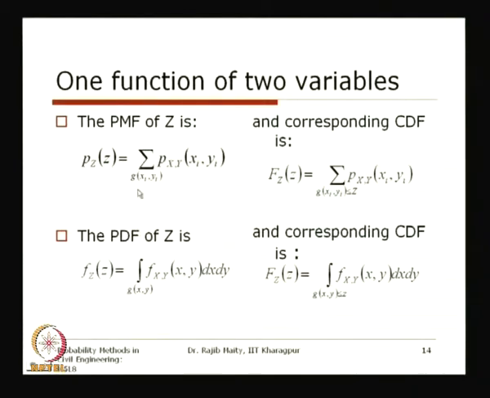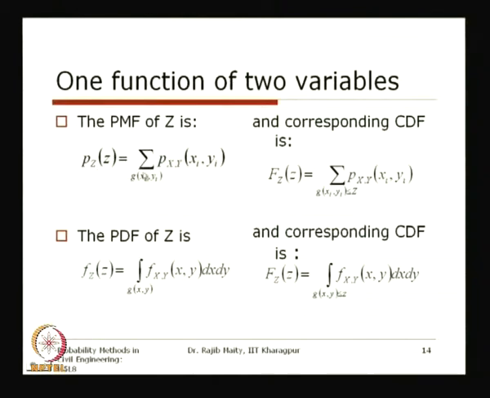Now, if we want to know the PMF of Z, it is expressed as: P_Z(z) equals the summation of their joint PMF over all the possible values of its function, that is g(x_i, y_i). Now, this (x_i, y_i) is the combination over all feasible combinations, and we are talking about the discrete case, because only at a few specific points is the probability defined.